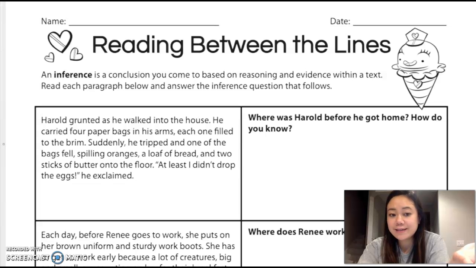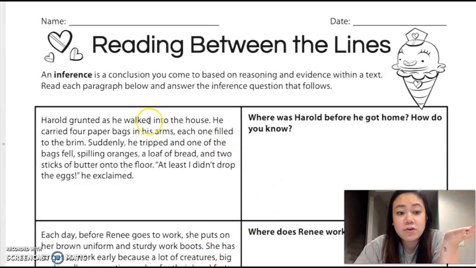So inferencing is like reading between the lines. We said it's using what you read in the text with what you know to make an inference, or a very educated guess, or guess with evidence to back it up. So I know you had some practice with me, and I know you had some practice with Miss Wilson last week. So we're just going to continue with that because you have a test coming up this week.